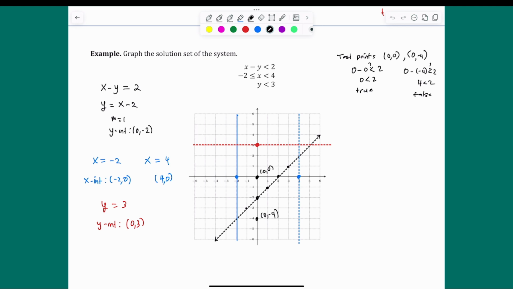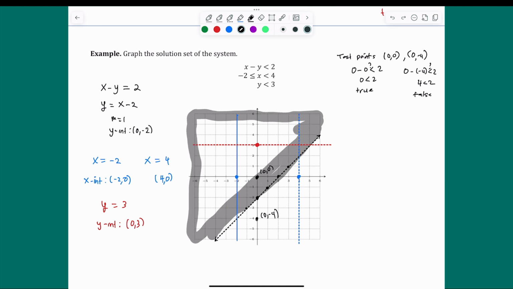And let me do this again here, make this a little bit bigger. So it's all this stuff here, and of course beyond our coordinate system as well. So it's shading all that because that would satisfy x minus y less than 2. Okay, so there's that part.